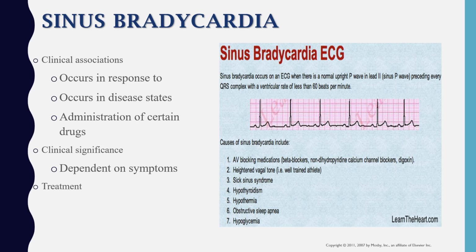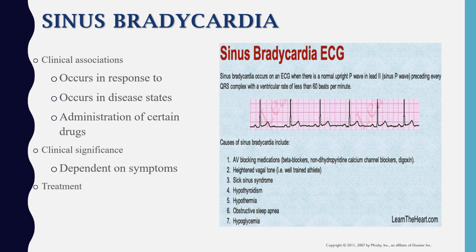This is very, very common in athletes because they have a heightened vagal tone. So Olympians like Michael Phelps, NBA players, soccer players, they typically have a lower resting heartbeat because of their heightened, well-trained vagal tone. So we're not concerned about them. They're stable. Let's talk about unstable sinus bradycardia.